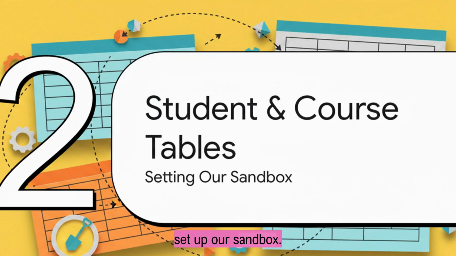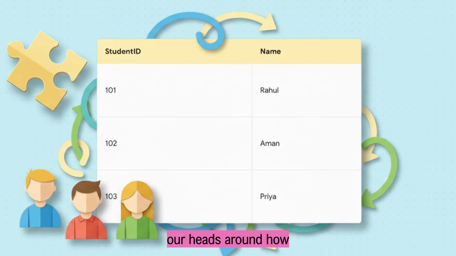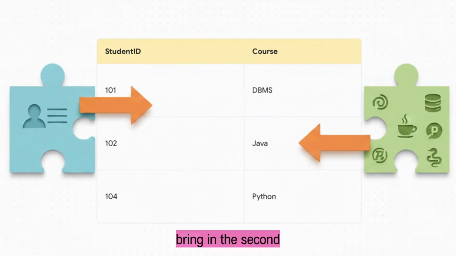This is where we set up our sandbox. To really wrap our heads around how these joins work without suffering from cognitive overload, we're going to use a sandbox, just a simple, recurring set of data. Here is our first puzzle piece, the student table, with two columns, student ID and name. Meet our recurring characters for today. We've got Rahul with ID 101, Aman with 102, and Priya with 103. Keep them in mind.